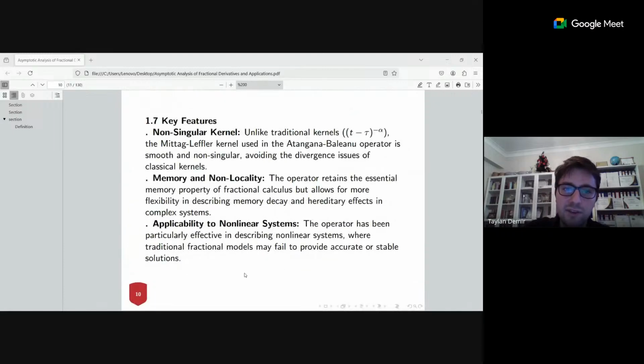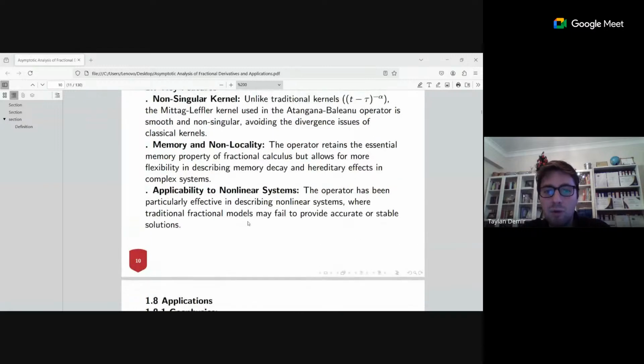And what is this non-singular kernel? Unlike traditional kernels, (t minus tau) to the power minus alpha, the Mittag-Leffler kernel used in the Atangana-Baleanu operator is a smooth and non-singular kernel, avoiding the divergence issues of classical kernels. Memory and non-locality: the kernel allows the operator to retain the essential memory property of fractional calculus, but allows for more flexibility in describing memory decay and hereditary effects in complex systems.